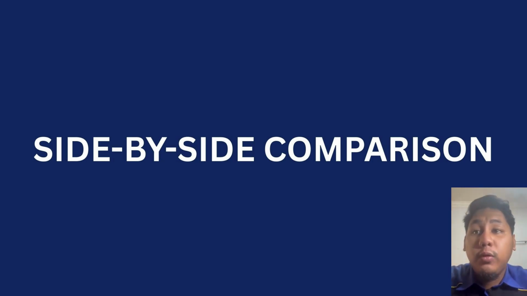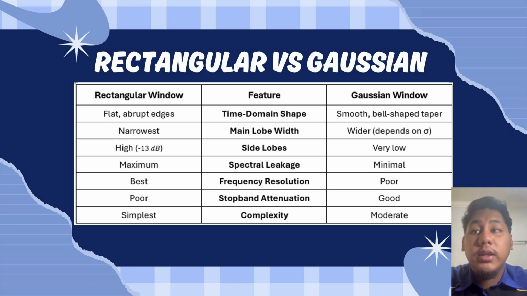Now, let's compare both windows side by side. This shows us the clear trade-off between them. In time domain, rectangular has a flat, sharp edge. Gaussian has a smooth bell curve. In frequency domain, rectangular has a narrow main lobe, which means good frequency resolution. Gaussian has a wider main lobe, poorer resolution.